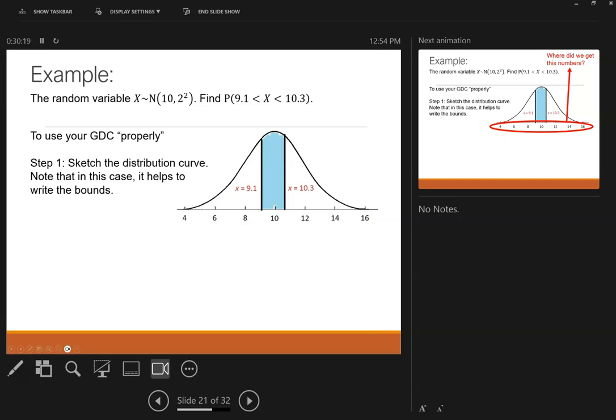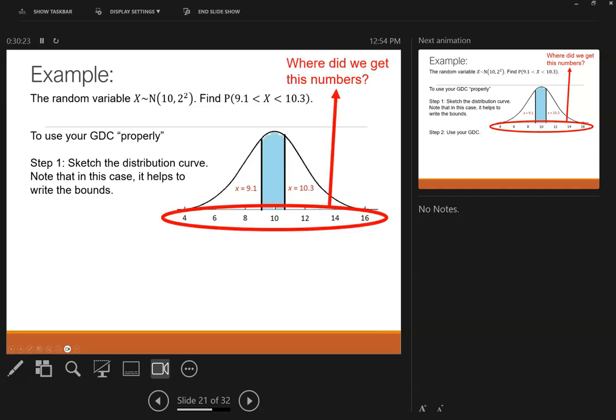So I've sketched in my graph. I've drawn in my boundary lines. I shade my area. Whoa, Mr. Kulik, these numbers are way different than what we did before. Why are these numbers so different? Remember, the mean is 10, so that should be the center. My standard deviation is 2, so each tick mark should be 2 units apart. Everybody's good with that?